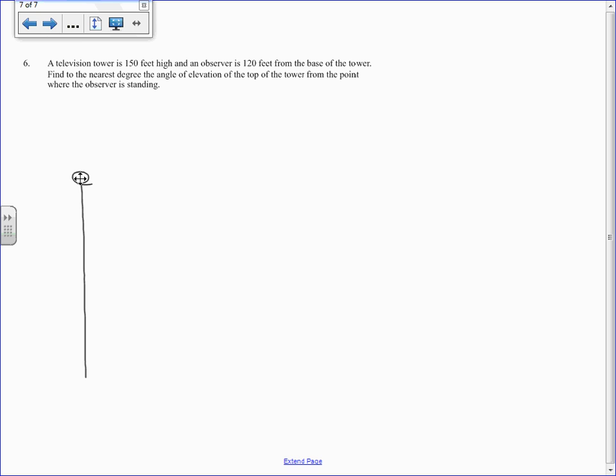So, I don't know what a TV tower looks like. Put a little nub on the top. I have no idea.